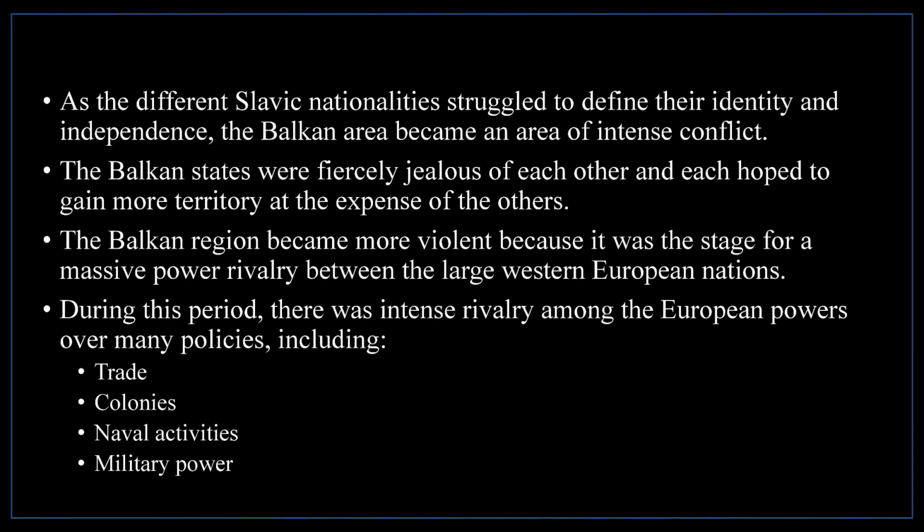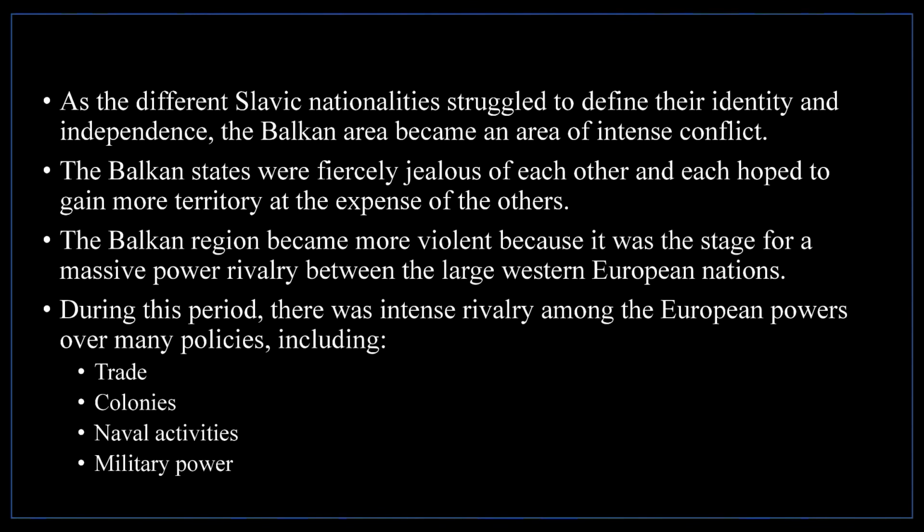As the different Slavic nations continued to define their identity and independence, the Balkan area became an area of intense conflict. The Balkan states were fiercely jealous of each other and each hoped to gain more territory at the expense of each other. However, the Balkan region also became even more violent because it was the stage for a massive power rivalry between the large Western European nations like Germany and France and Russia.